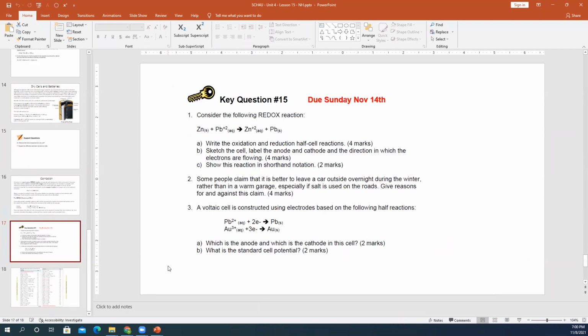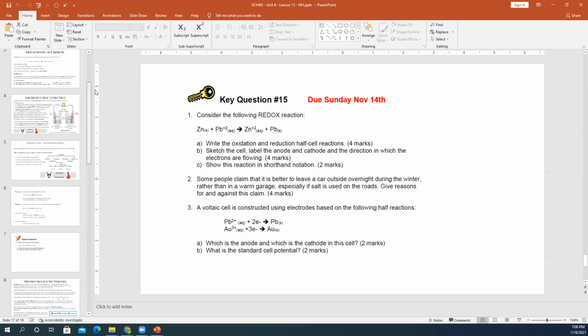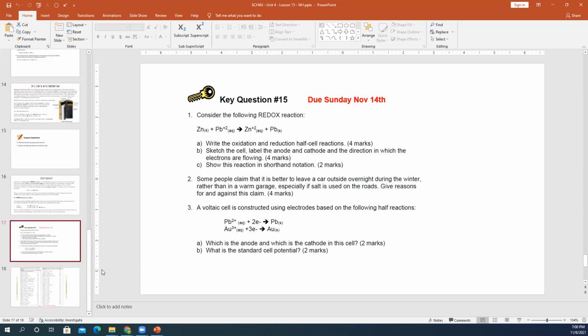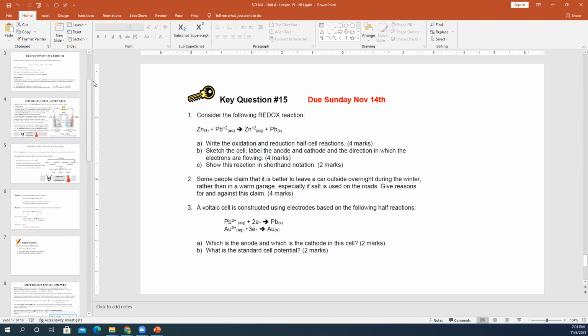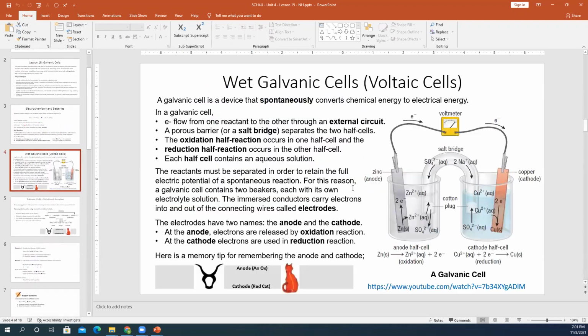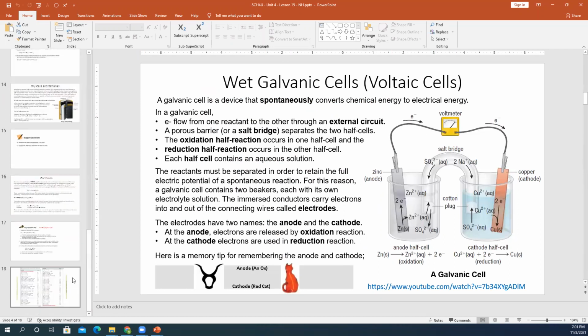Okay, so the key questions, not too many. So consider this redox reaction, write the oxidation and reduction half reactions. Again, just refer back to the slides that we discussed, and you should have no problem writing the oxidation and reduction half reactions. And then do a sketch of the cell. Just sketch the galvanic cell just like we have in the picture. Do a quick sketch and label all the elements that you're asked to label.